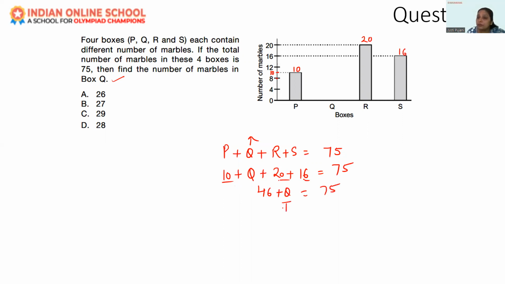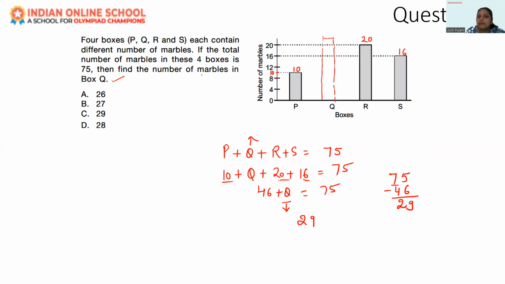What should be added to Q to make it 75? So I will subtract 75 minus 46. 15 minus 6 is 9 and 6 minus 4 is 2. So 29 marbles will be the value of Q. It will become like this. It is more than 20. Okay, so it will be like this.